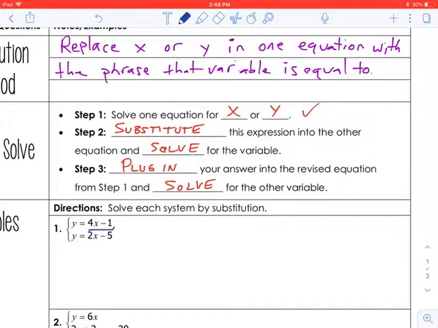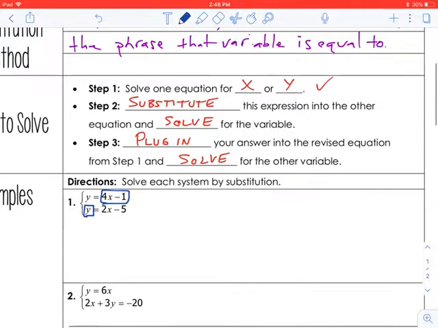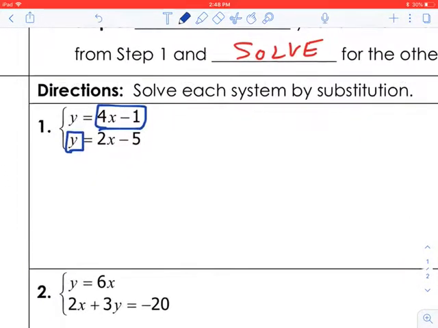Okay? So, looking at our first example here, I've got both y's by themselves already. So if y equals this, I can replace this y with that expression. I'm going to replace this y with 4x minus 1. So instead of y equals, it's going to be 4x minus 1 equals 2x minus 5. And now we just solve.